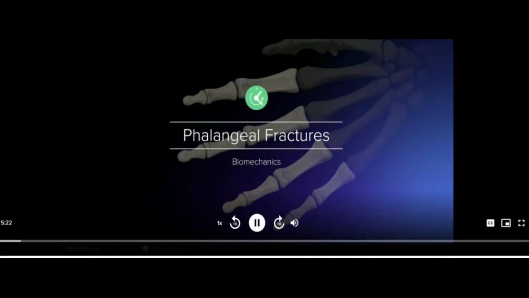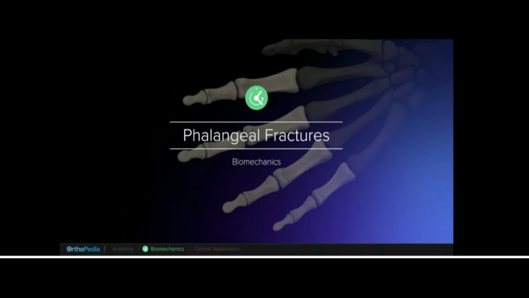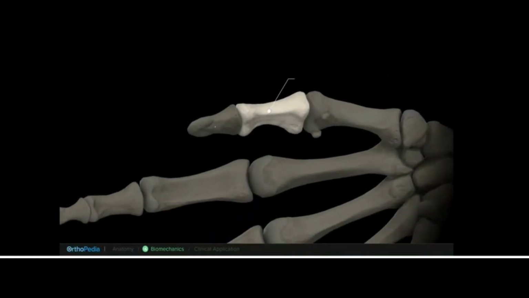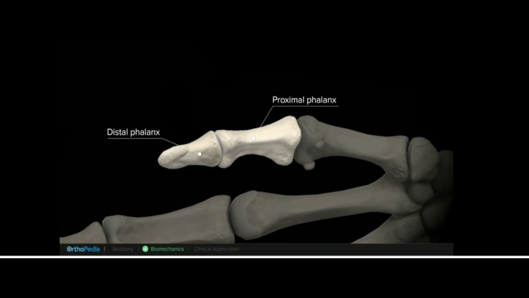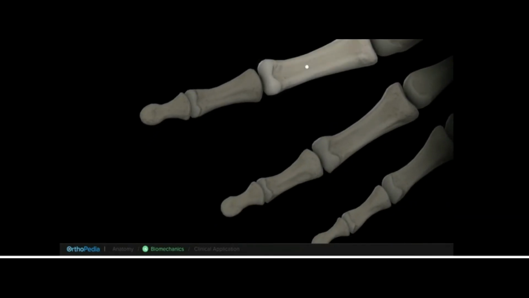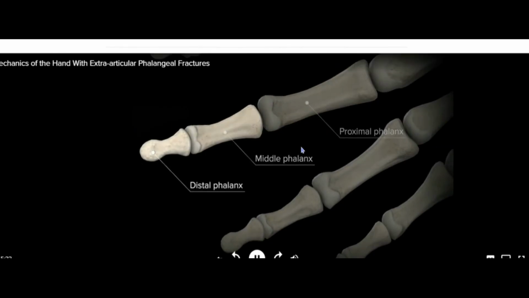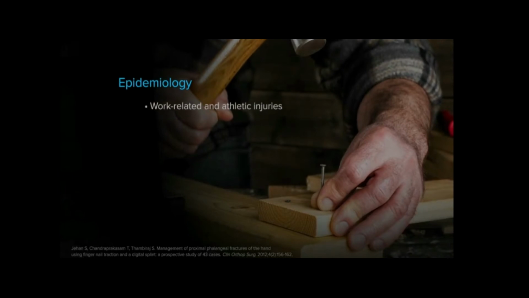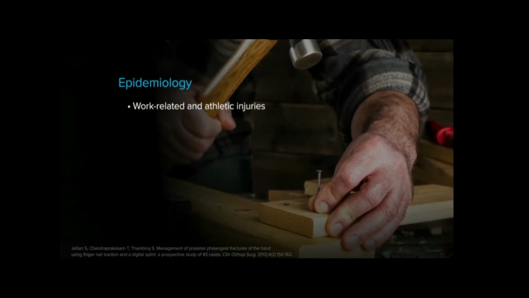Discussion on the biomechanics of the hand and wrist relating to extraarticular phalangeal fractures. The thumb has two phalanges, the proximal and the distal phalanx. The other fingers, from the index to the small finger, have three phalanges, the proximal, the middle, and the distal phalanx. Phalangeal fractures are common and occur in work-related and athletic injuries.